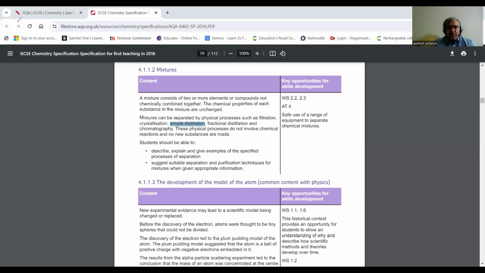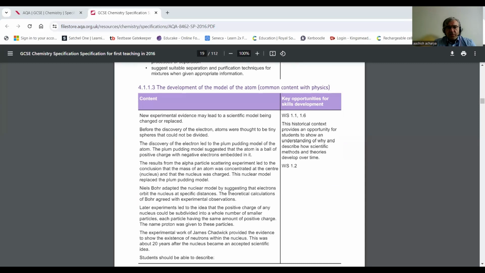It's saying here that new experimental evidence led to scientific models being changed, for the development of the model of the atom. So just remember, we've got the discovery of the electron, which led to the plum pudding model.